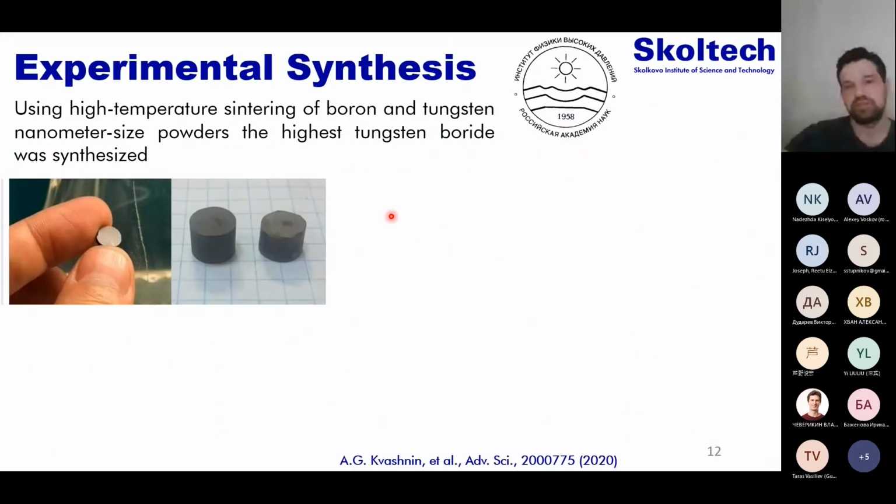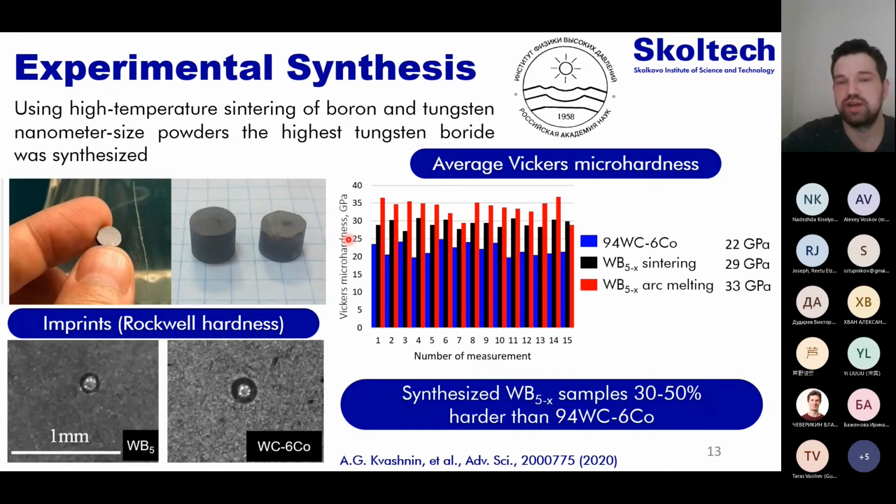In collaboration with the High Pressure Physics Institute of the Russian Academy of Sciences, we performed high pressure sintering of nanometer size powders of boron and tungsten, and tungsten boron 5 was synthesized. We can obtain these compacts and optimize the experimental setup for this. And then we measure the mechanical properties, the hardness. We measure the Rockwell hardness, and the most interesting is Vickers microhardness.